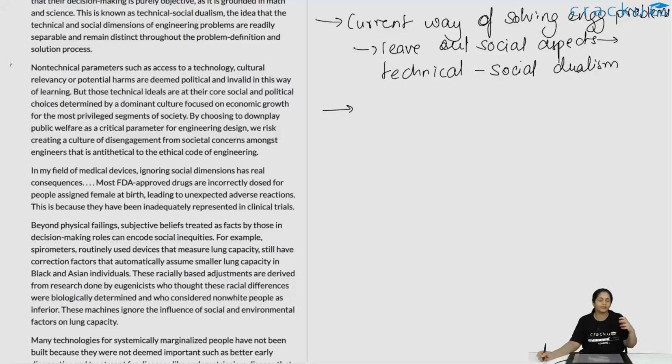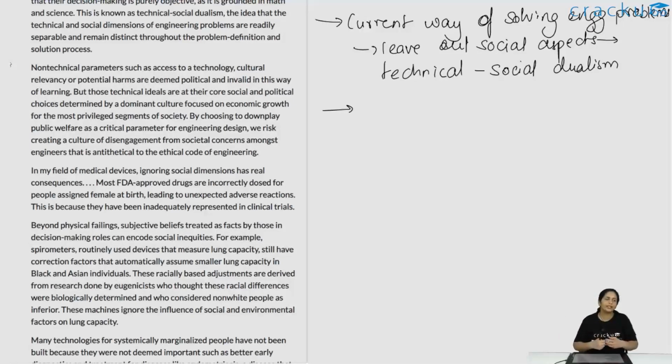So basically when you say that okay, you should look at the social aspects, you should look at the cultural relevancy, you should look at all of these aspects, they are basically told that no, these aspects are political and they are not within the domain of engineering concern. These are not engineering issues and we should not look at the social aspects of the engineering problems that we are trying to solve, because once we try to do that, we are basically getting involved in politics and you don't want to do that.